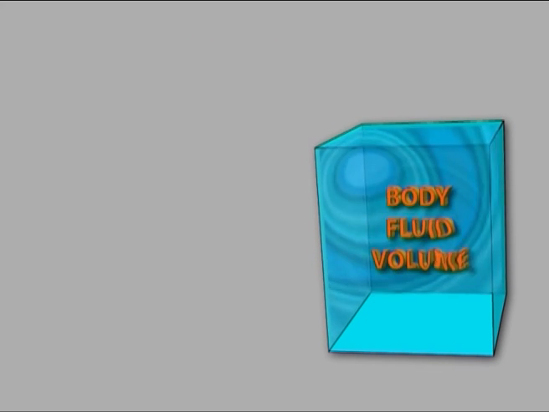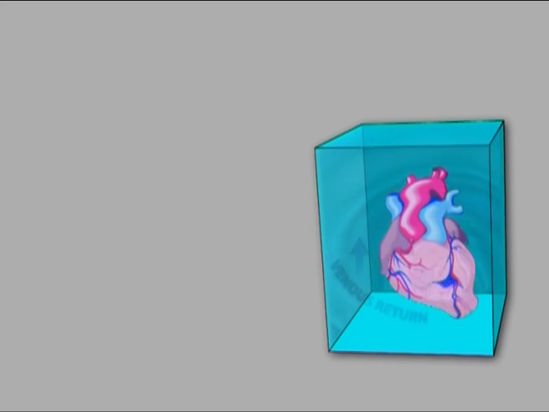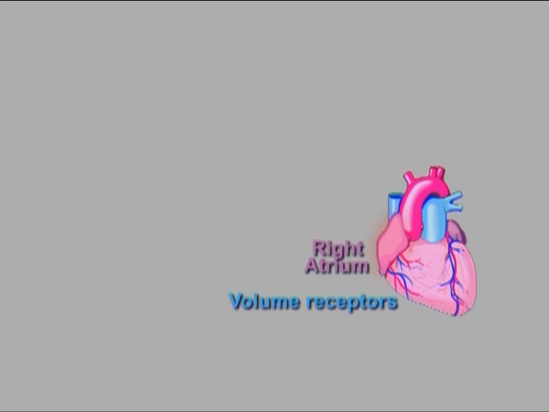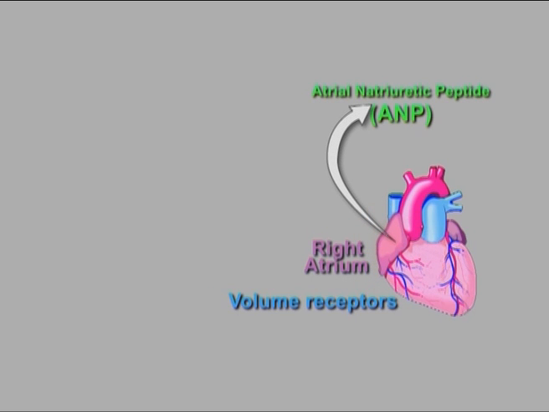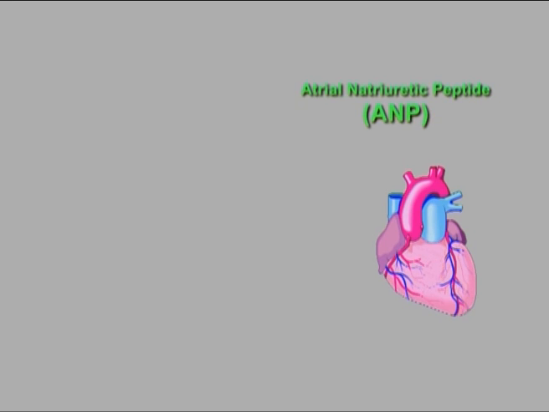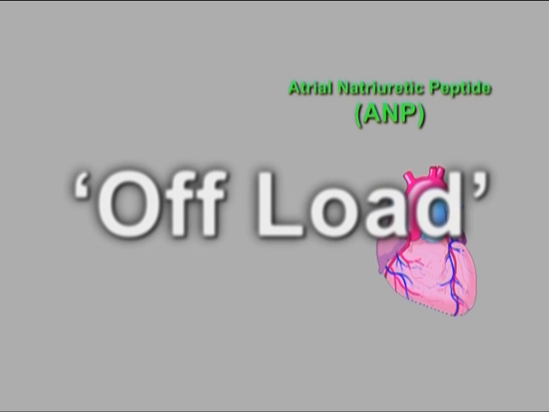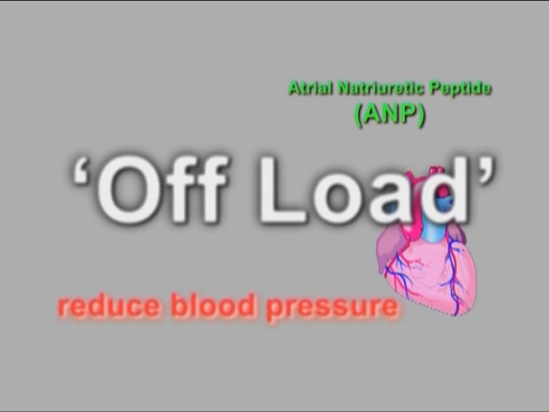The expansion of total body fluid volume results in an increase in the venous return to the right side of the heart. In response to this, volume receptors in the right atrium produce a hormone known as atrial natriuretic peptide, or ANP. This tends to offset the physiological processes described so far. Notably, ANP seeks to offload body fluid volume and to reduce blood pressure. It achieves this in 3 main ways.